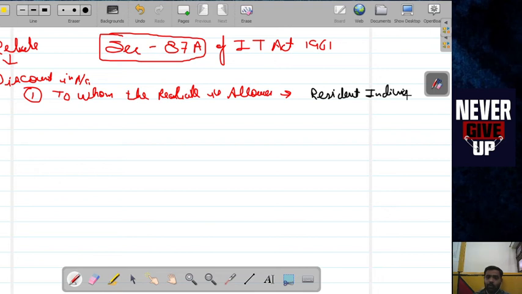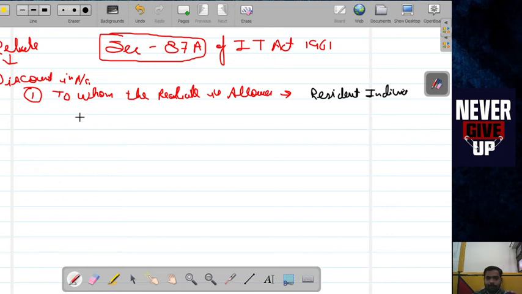Who is a resident? One who satisfies the basic conditions to become a resident. And you must know what those basic conditions are. Let's revise: you must stay in India for 182 days or more. The second condition is that you have to stay in India for 60 days in the previous year and 365 days in the four years preceding the previous year. If you satisfy one of these conditions, then you can become a resident.